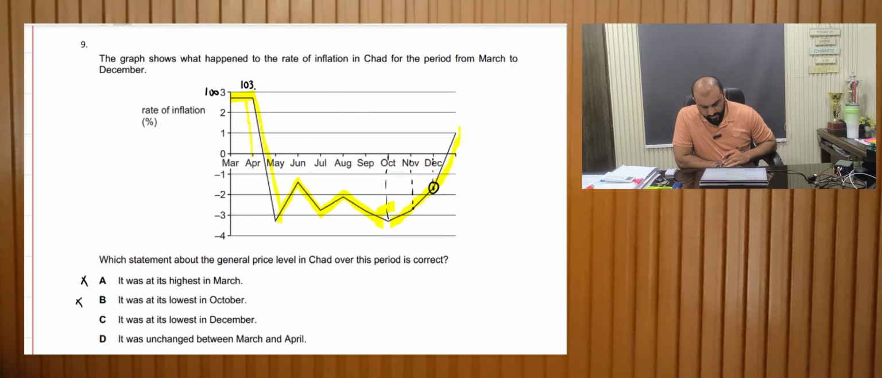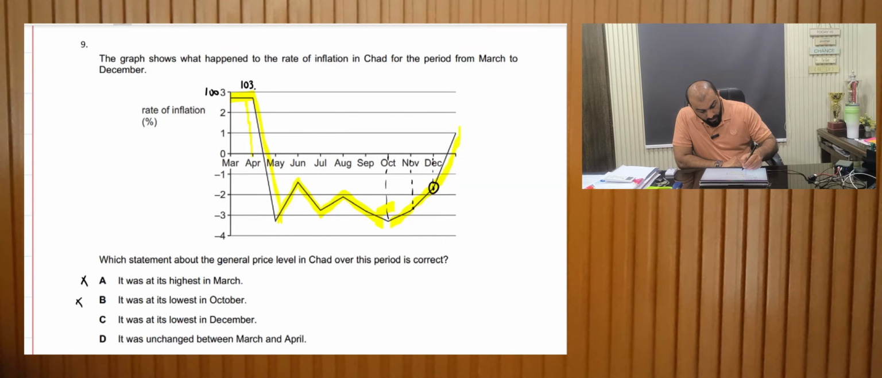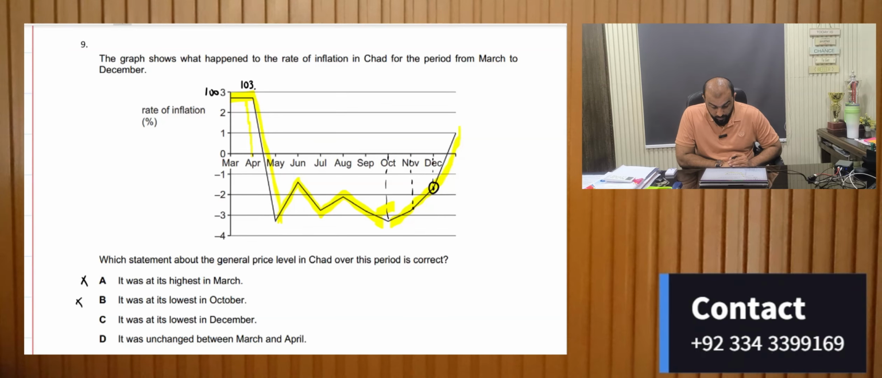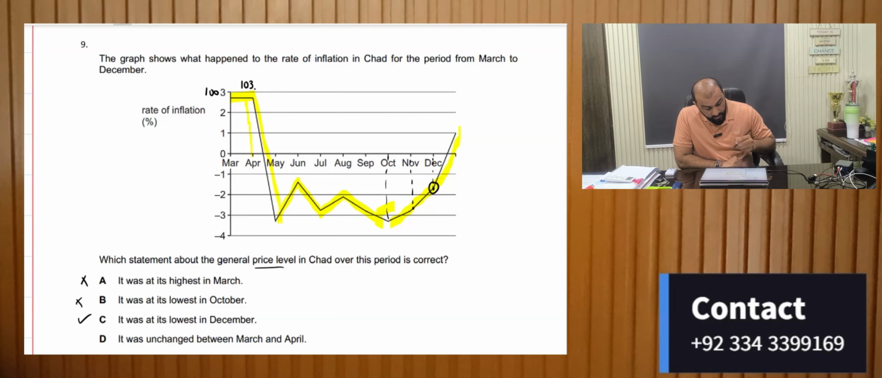It was lowest in December. Well, this can be the right answer because the prices are continuously falling. In May they fell 3%, in June they fell by more than 1%, in July more than 2%. The prices are continuously falling, and December was the last month when it fell, and in January it then increased by 1%. So December has the lowest price level.